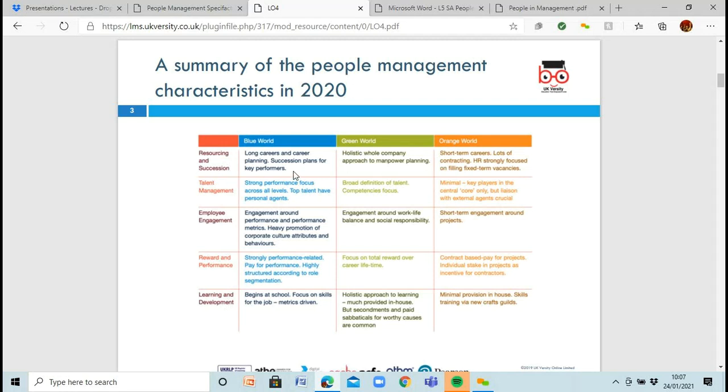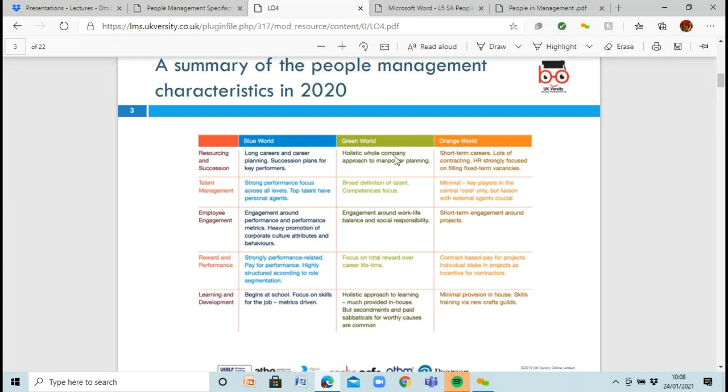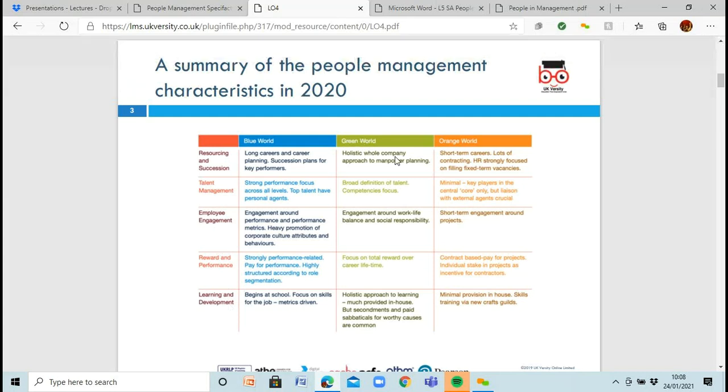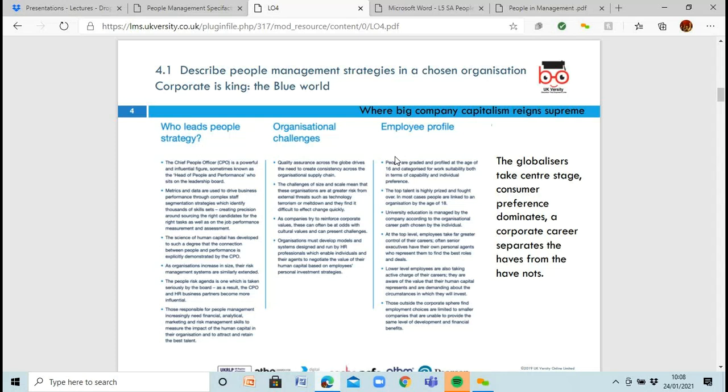So within the blue world, resourcing and succession will have long careers and career planning, and then our succession plans for key performance. In the green world, it will be holistic whole company approach to manpower planning. In the orange world, is short-term careers, lots of contracting, and HR is strongly focused on filling fixed-term vacancies. So it's a nice table to look at and refer to how these headings affect these 3: blue world, green world, and orange world.